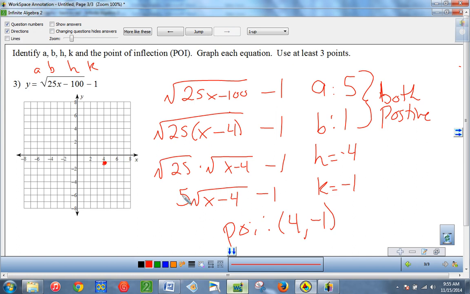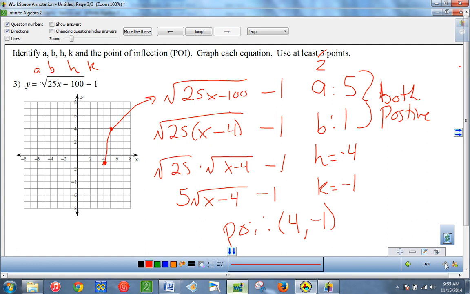So again, this is kind of slopish. It's going to stretch it up 5, 1, 2, 3, 4, 5, and over 1. And for square root functions, honestly, you can just use 2 points. Okay? That's going to be the norm, because they don't have the double-sided going on here.